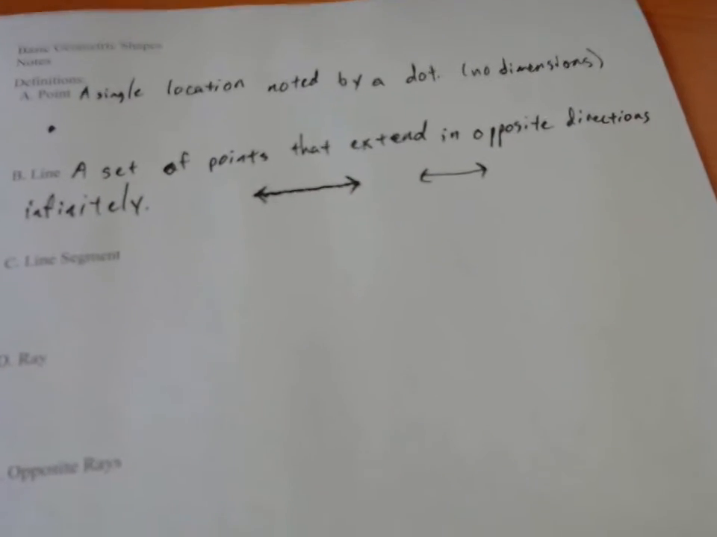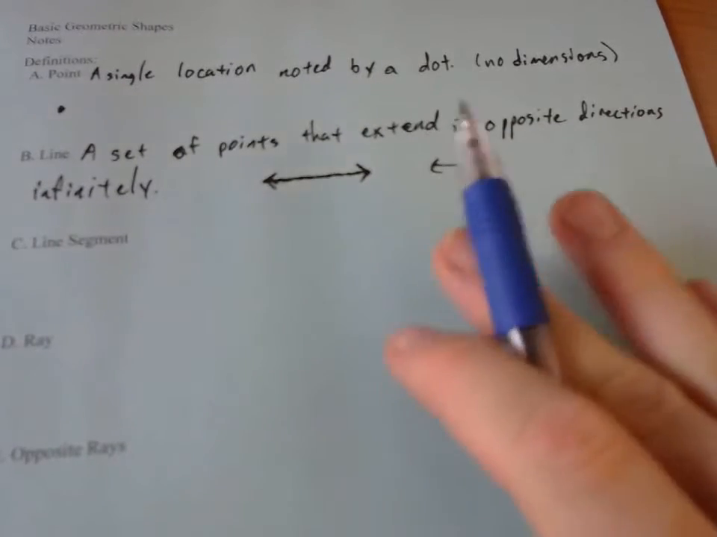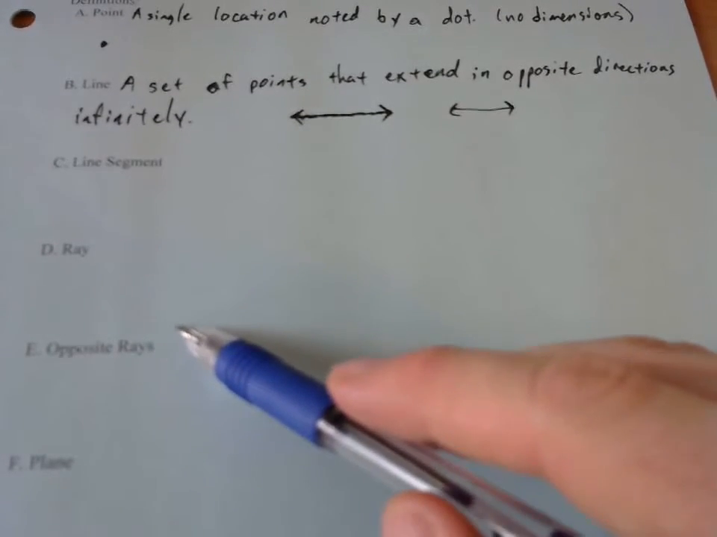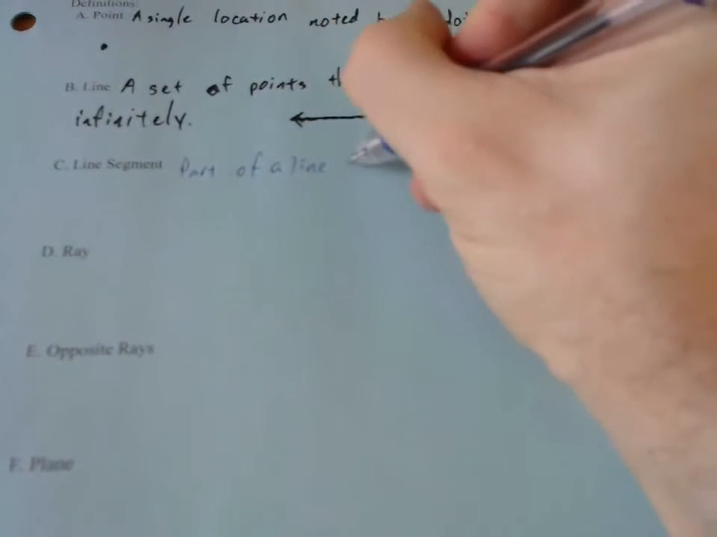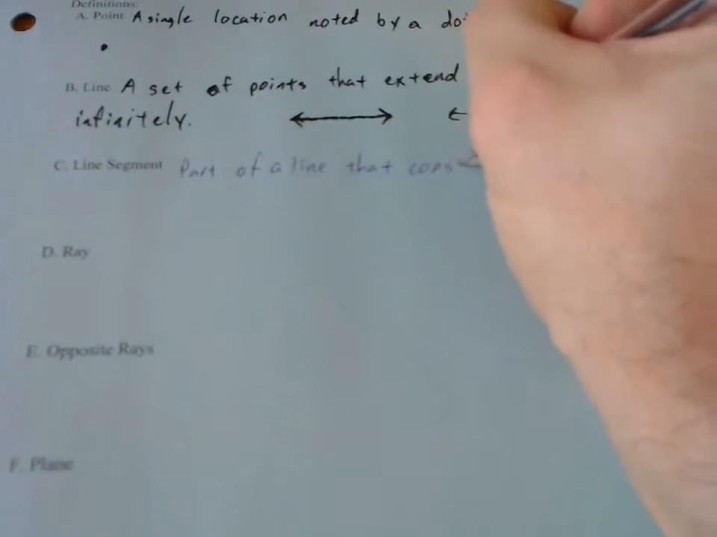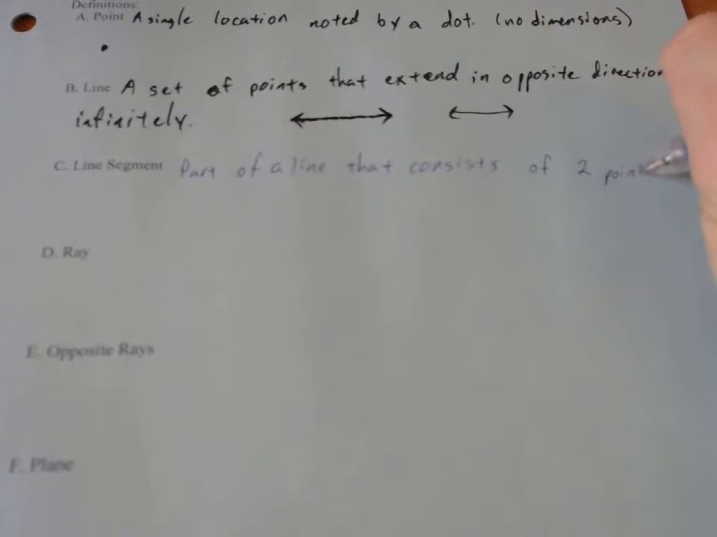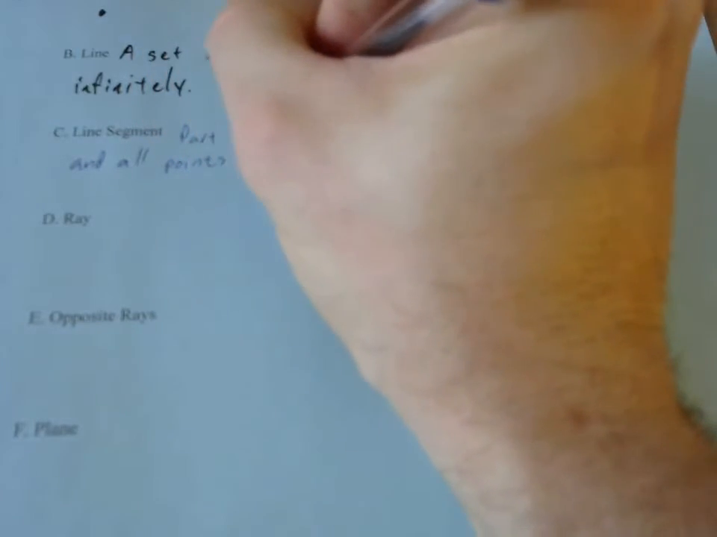Everything else that we're looking at, well, not everything else, the next few things are going to be parts of a line. They come from it. So a line segment, a ray, and technically opposite rays are all parts of a line. So a line segment is a part of a line that consists of 2 points. We will call them the endpoints, and all points in between.